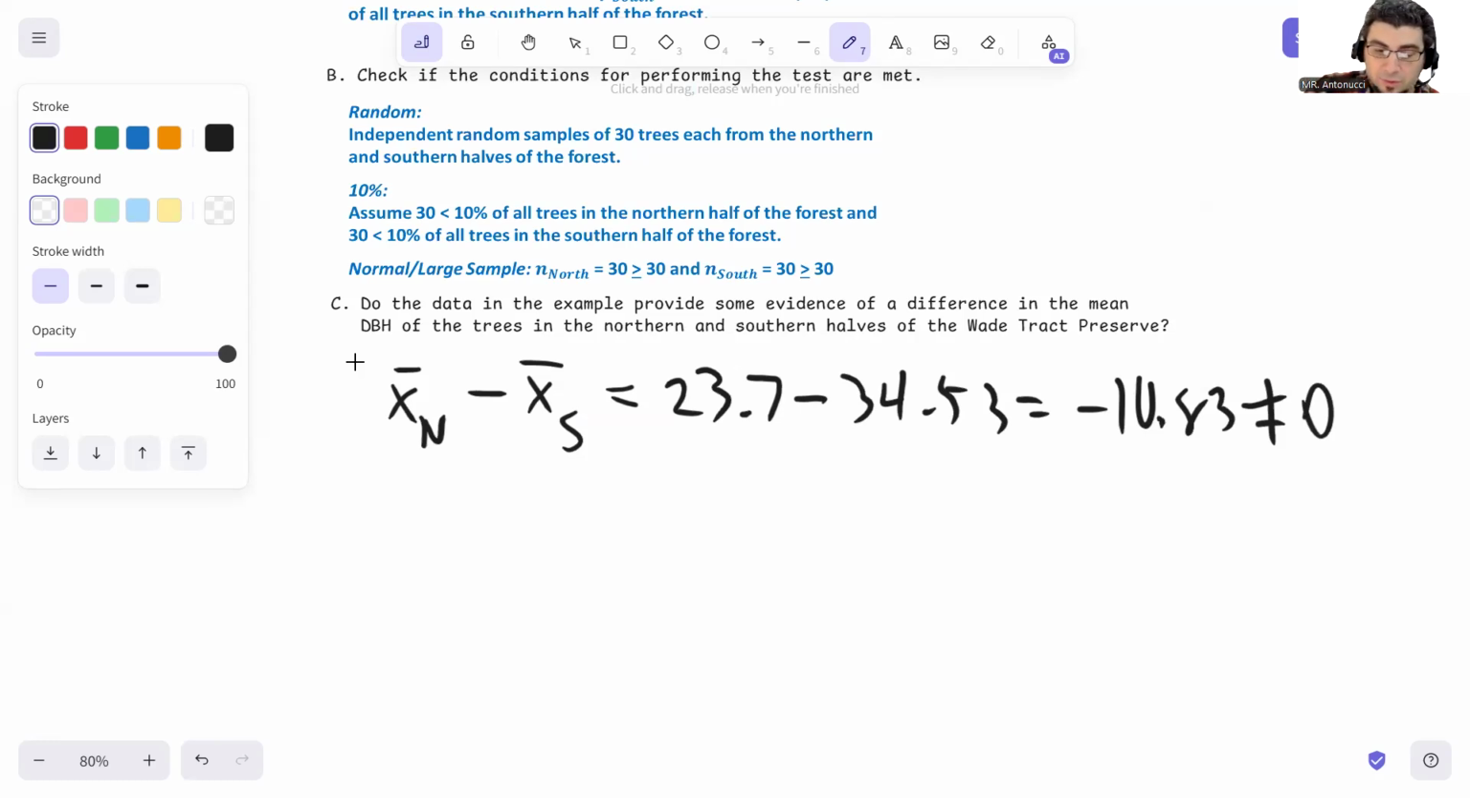This is not equal to 0. So this gives some evidence. Now, we don't know if this is convincing evidence, because in order to determine that, we would need to figure out the p-value for this particular result.